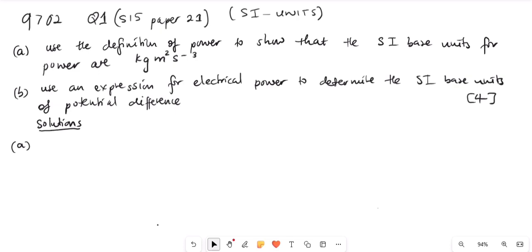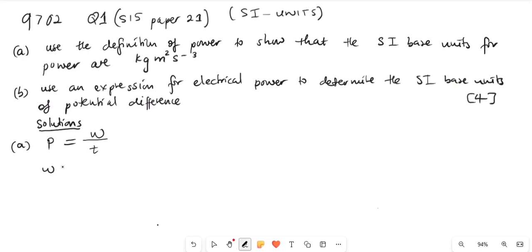Power is the rate of doing work. Power is work done per unit time. So I'm just going to write the formula. We know that power is equal to work done, W on top over T. From this we can see that power depends on work done and time. So what we need to do is find the units for work done.